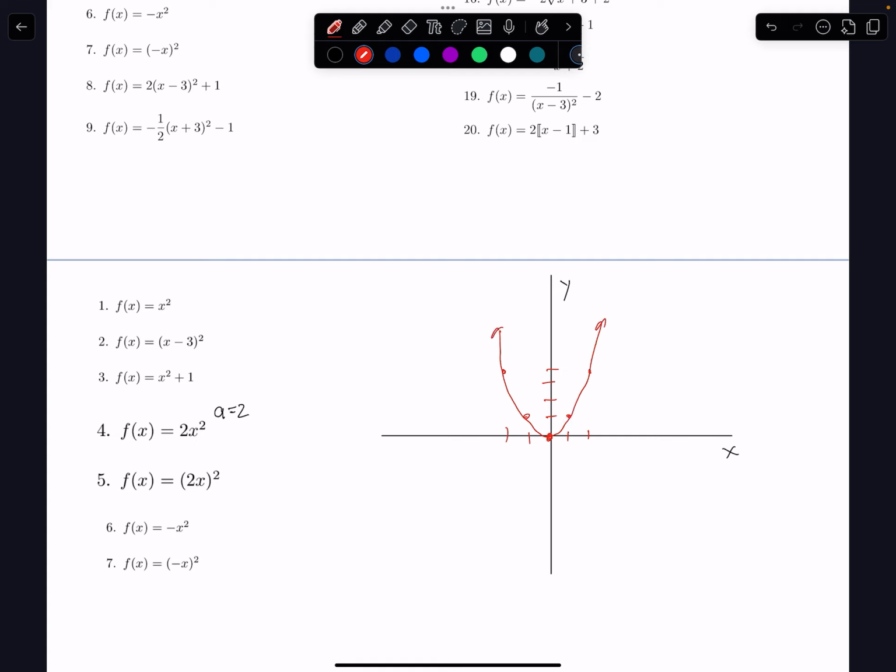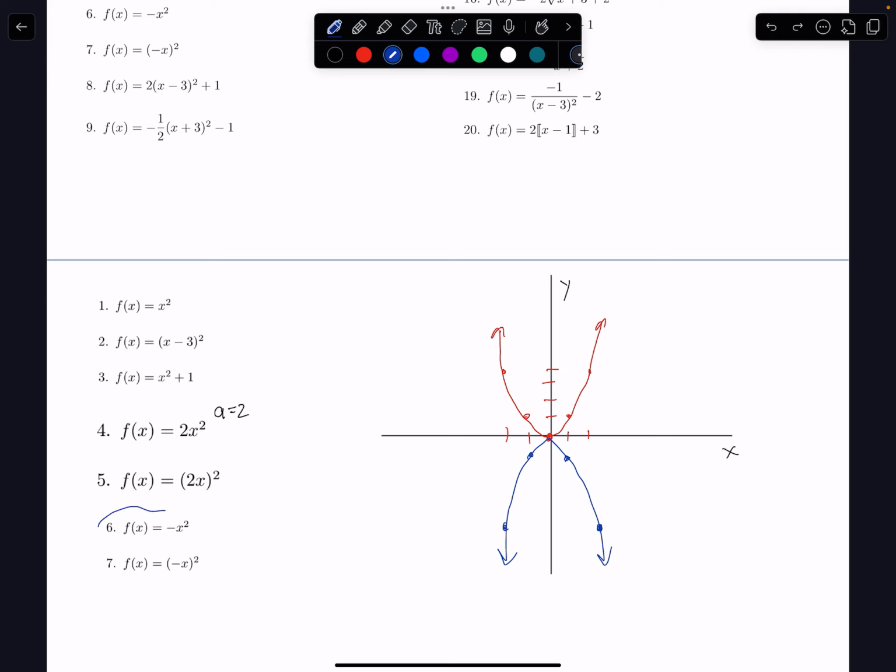This time I'm taking a reflection. The negative is outside, after the squaring has already happened. So that's going to be a reflection over the x-axis, meaning it's a vertical reflection. So I'm going to go out and down 1 instead of up, and out 2 and down 4 instead of up 4. Just like that. That's it. That's number 6.